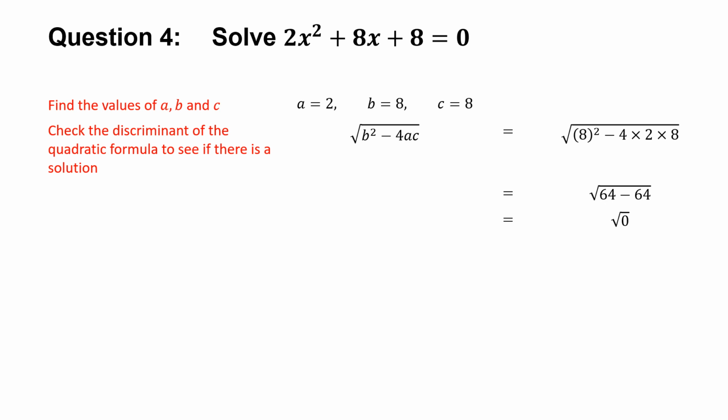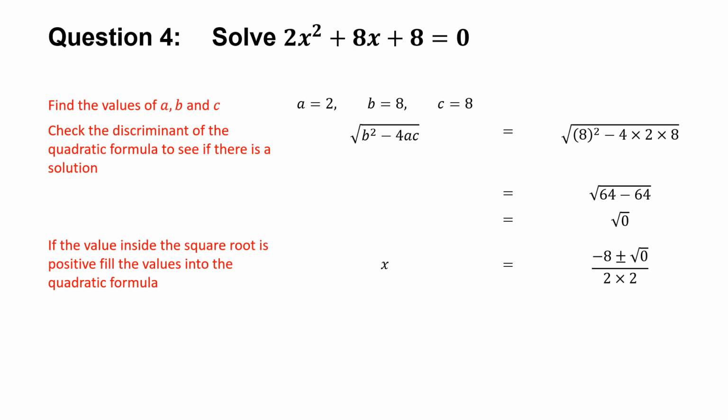So in this case, because our discriminant is equal to 0, we're only going to have one solution. In this case, our solution is that x is equal to minus 8 plus or minus root 0, which is just 0, divided by 2 times 2. So our solution is minus 8 over 4, which is minus 2.